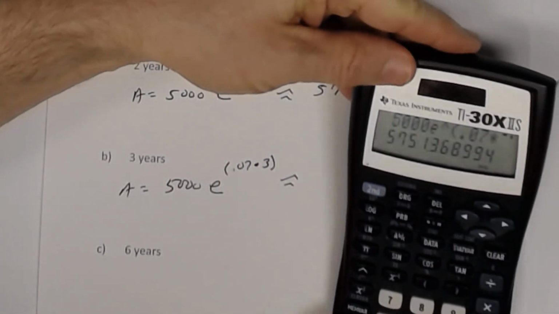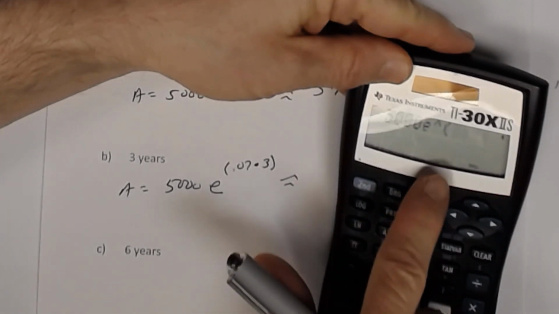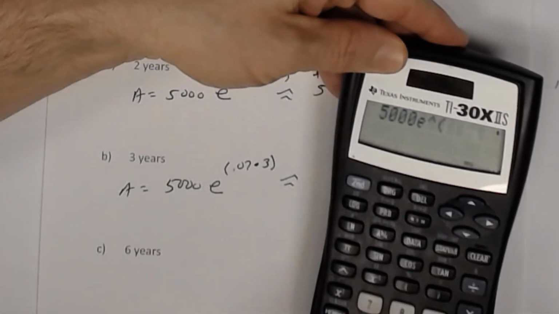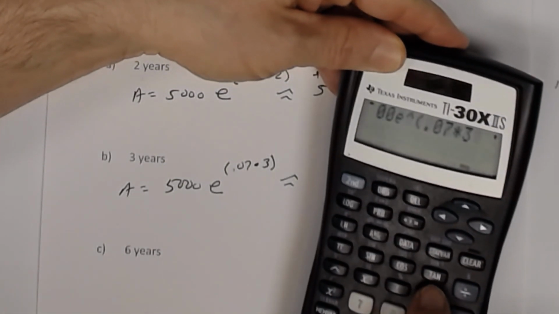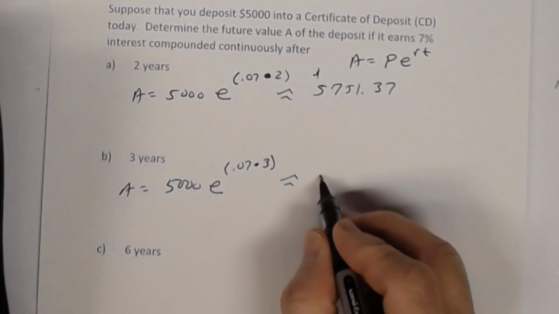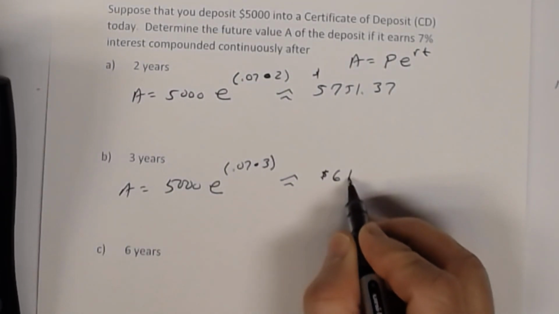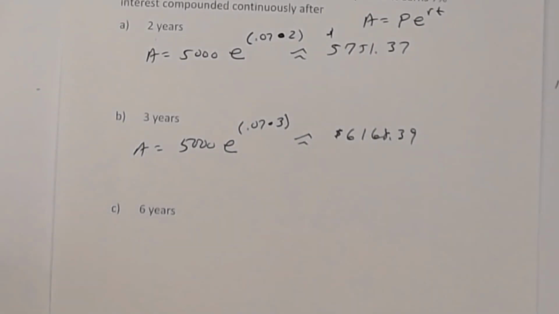Okay. So 5,000, second LN, so you get that e function right here, and then my exponent will be 0.07 times 3, close the parentheses, press equal, and you get this. So that's going to be $6,168.39. Okay, the next one.